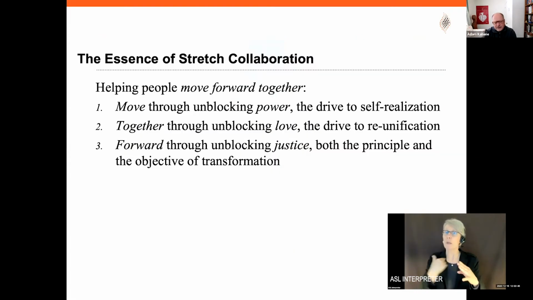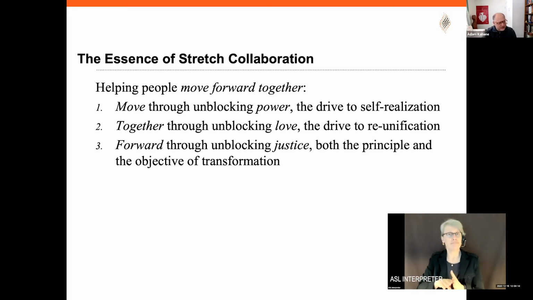So this is how I now understand what this work's about. I'm writing a new book about that one sentence. What does it mean to remove the obstacles to the expression of the mystery? If you can't get people to do things, I think what this is really about is removing the obstacles to them doing so. And that means three things. It means unblocking power, which I define as the drive to self-realization.